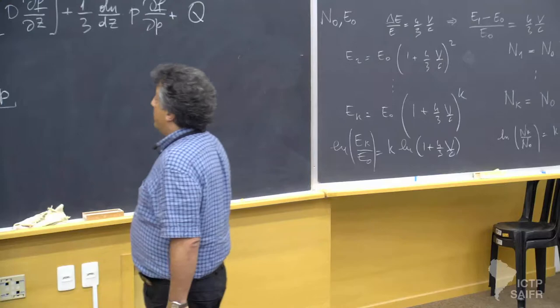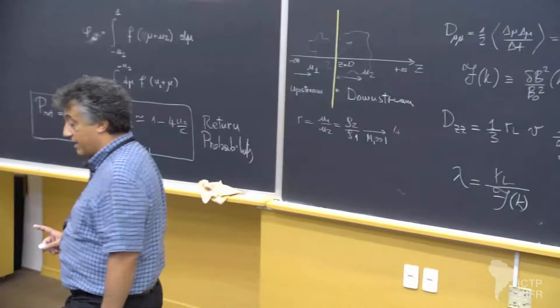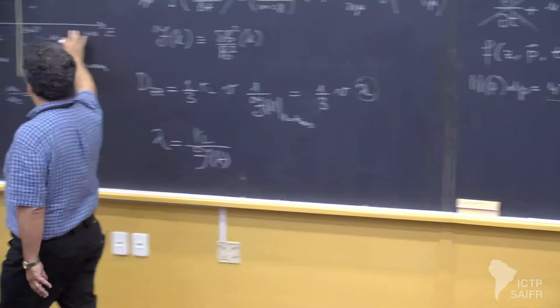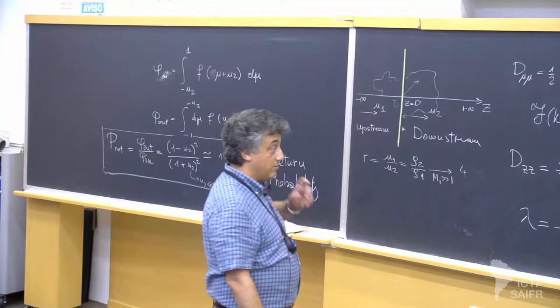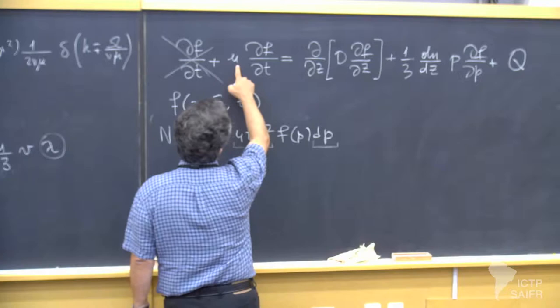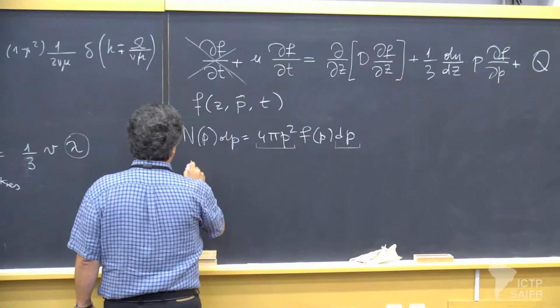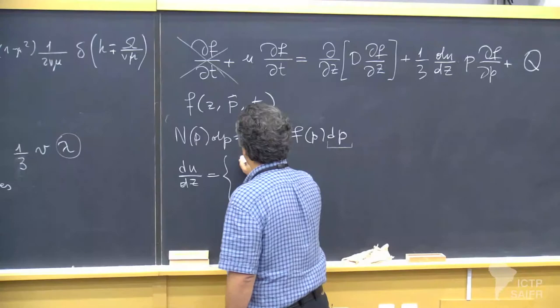In this equation, I want to make additional simplifications. One simplification is that I want to assume that the system reaches some sort of stationarity, and so I want to calculate the solution in which this term is not there. Moreover, I want to specialize that equation to this situation here. What do I have to do? Well, in the upstream this will be U1, and in the downstream this will be U2, right? And at the shock the velocity changes in a discontinuous manner, which means that du/dz is equal to zero everywhere, really, right?